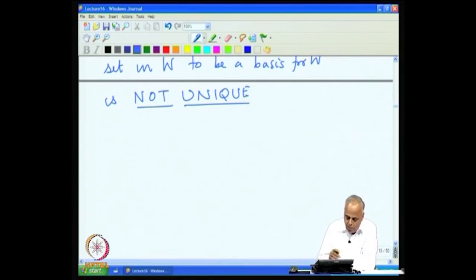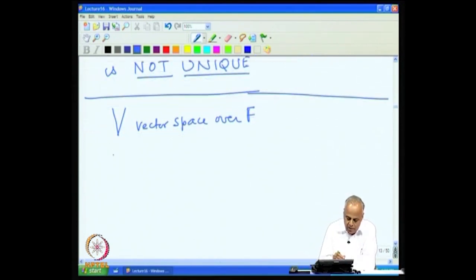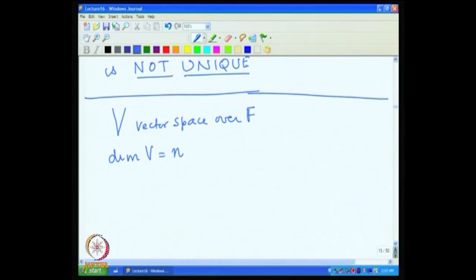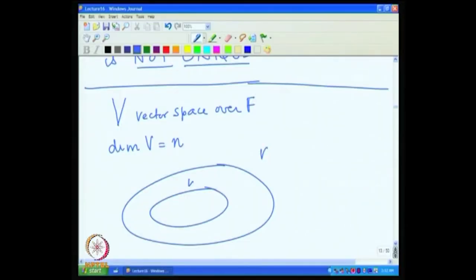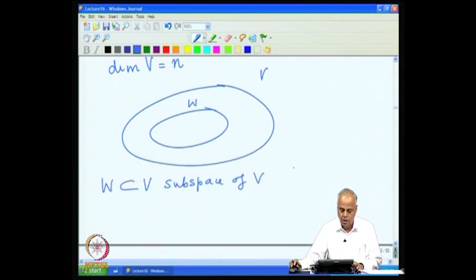Now, let us look at another property of finite dimensional spaces. Suppose V is a vector space over F, and V itself is finite dimensional. Say the dimension of V is equal to n. So, I start with the original mother space, the basic vector space, to be a finite dimensional vector space, and we take the dimension to be equal to n. Now, suppose I take a subspace W of V.